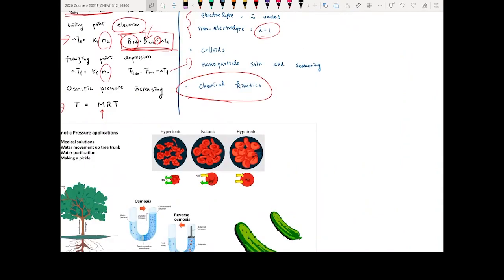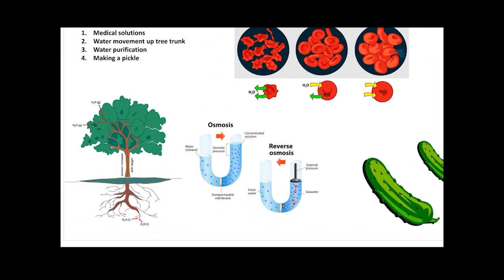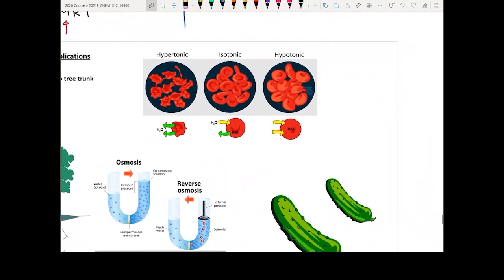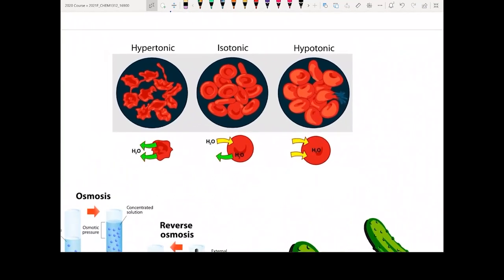All right, let's talk about the applications, or the things associated with it. The first one is that osmotic pressure plays an important role in medical solutions. Before I jump into this, the idea you should know is that if you have a membrane that is semi-permeable, that only allows your solvent to go through but doesn't allow your solute to go through, then osmotic pressure is going to be generated.